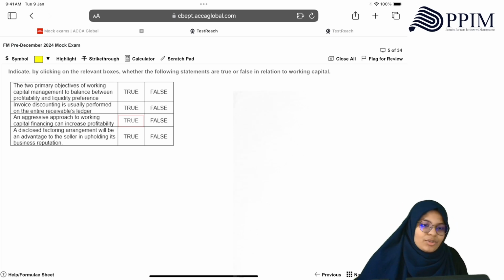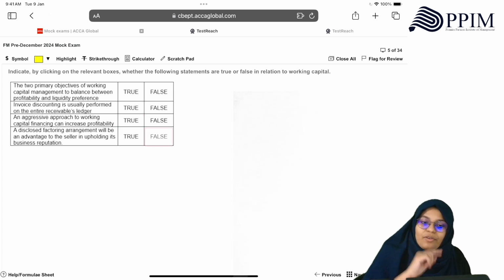Finally, a disclosed factoring arrangement will be an advantage to the seller in upholding its business reputation. So disclosed factoring means you are telling your customers that now onwards we are using a factor to collect debts. They are saying that's a good thing for the reputation, which is definitely false.